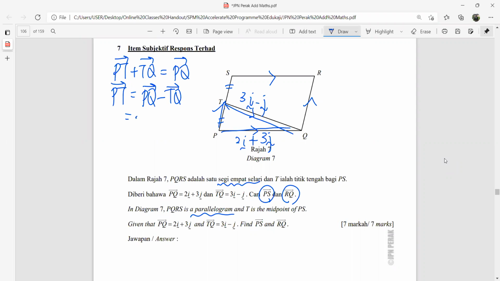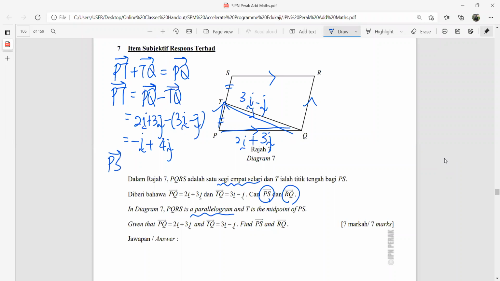PQ is 2i plus 3j. TQ is 3i minus j. So your answer: 2i minus 3i, negative i. Plus 3j plus j will be plus 4j. That's it. But I want PS.